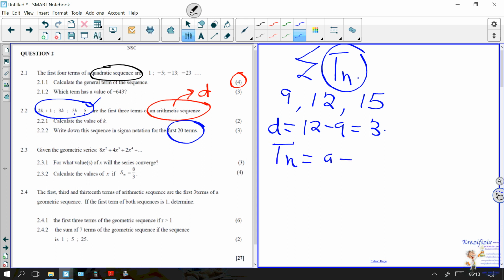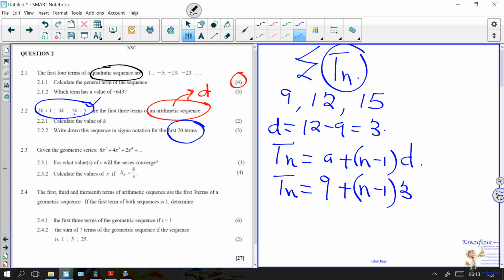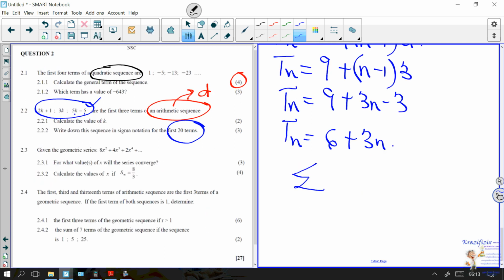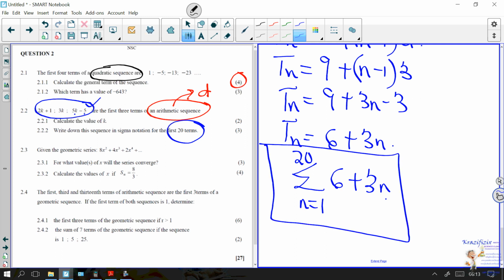Because I need to get Tn. What is Tn? A plus n minus 1 d. It's on the formula page. My A is 9 plus, what is my n? I do not know my n. However, I know my d. So Tn equals 9 plus, expand the bracket, 3n minus 3. Tn, therefore, 9 minus 3, 6 plus 3n. So already I have my Tn. So my summation would be 6 plus 3n. Guys, I am dealing with n. So n equals 1 to 20, the first 20. That's my sigma notation. All right, 3 marks.